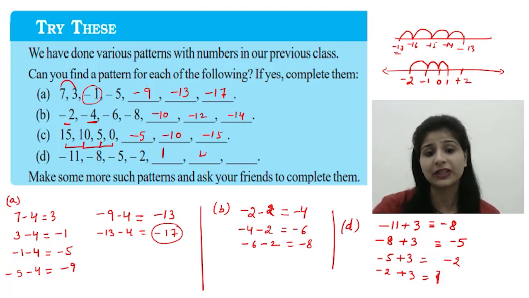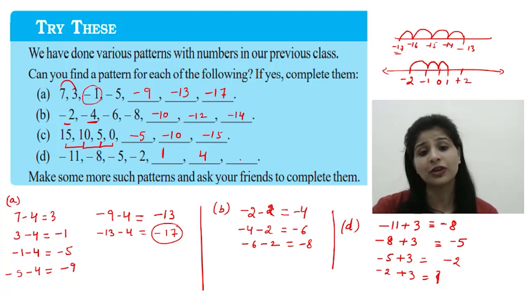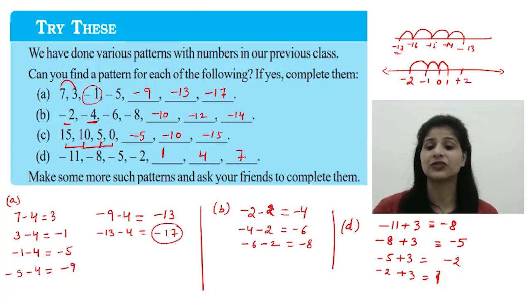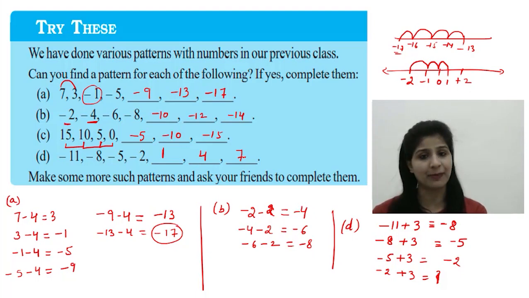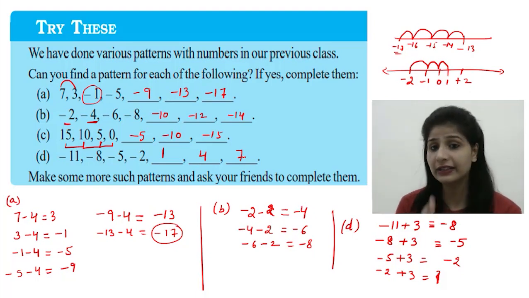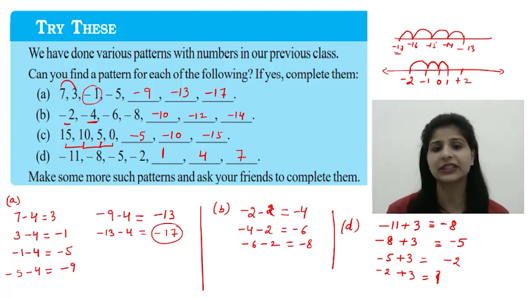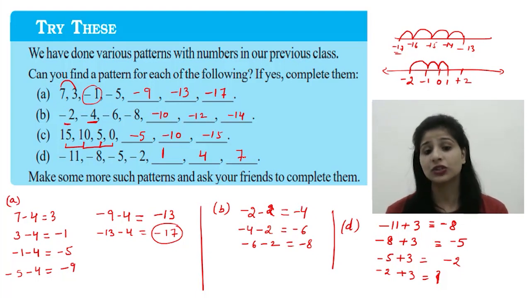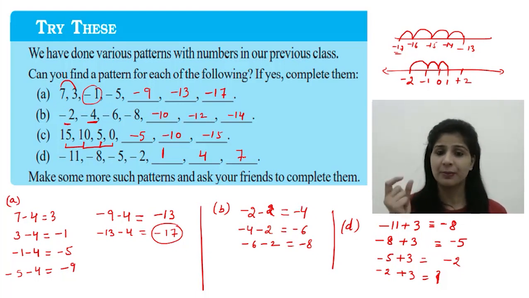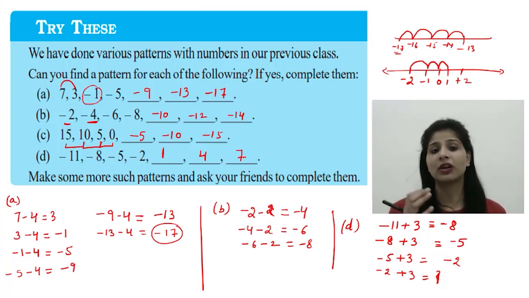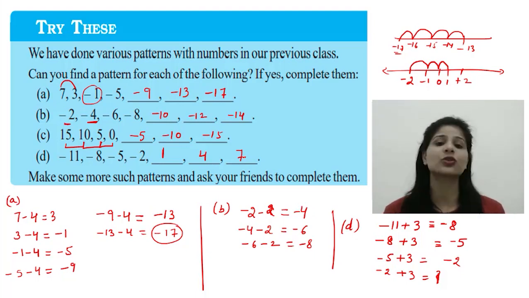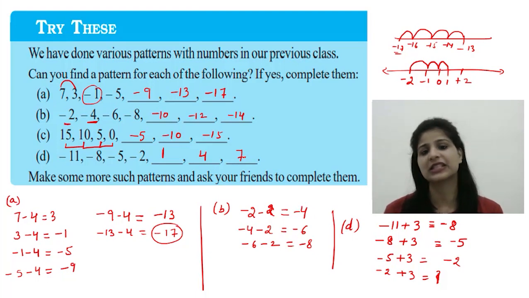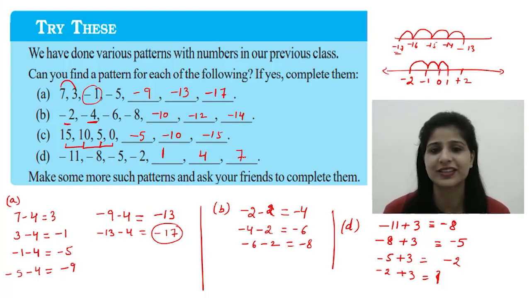Then you add 3 again. 1 plus 3 is 4. And to 4 you again add 3. That gives you 7. So what is basically happening in this pattern? We are adding 3 to each number, whatever answer we get. Right? You can also form some numbers, make a difference between them, like 3 or minus 3, whatever you want, and ask your friends to complete. So you can just play a game of this. It's really interesting.